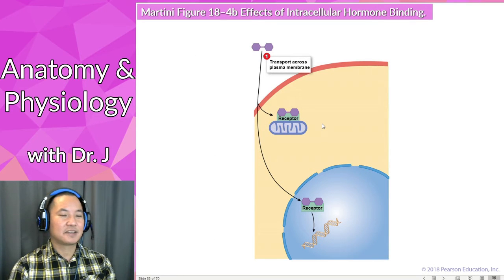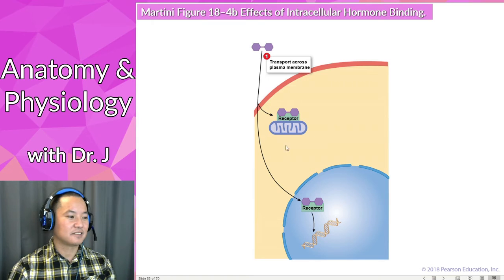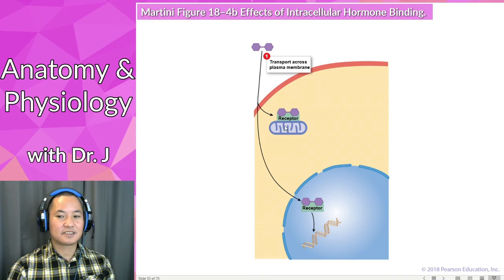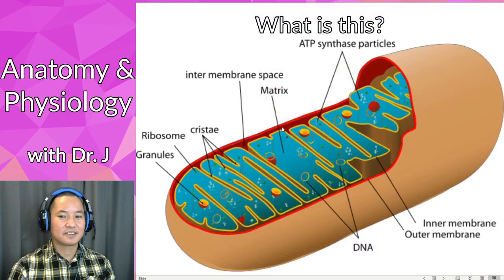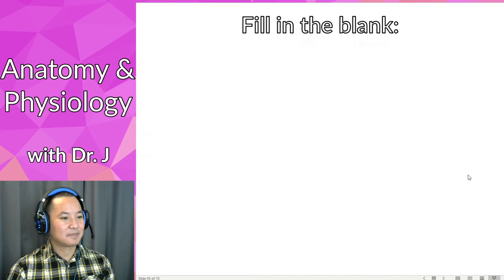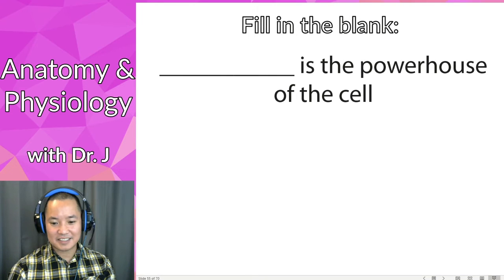But the interesting thing about thyroid hormone is it not only has receptors inside the nucleus, and not only does it affect DNA, it also affects this little cellular structure right here. So there are some receptors over here. And what is this? So what do we see here? Hey, let's go to Top Hat. Riddle me this.